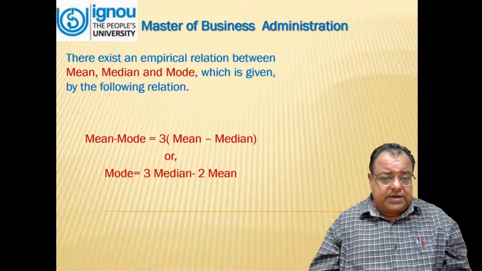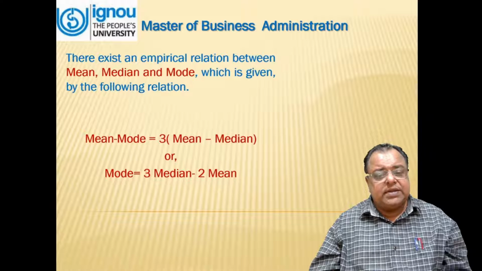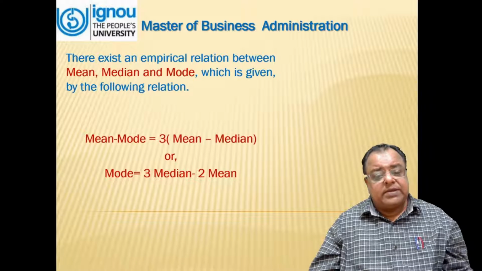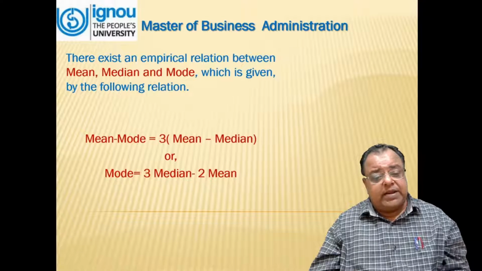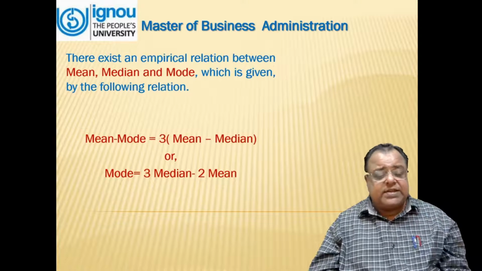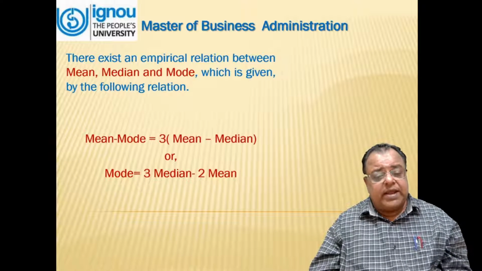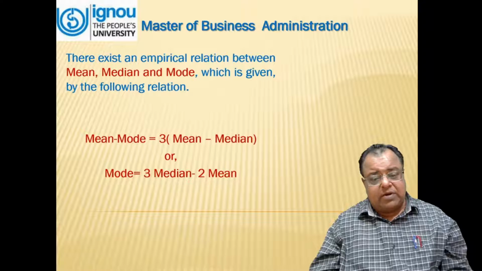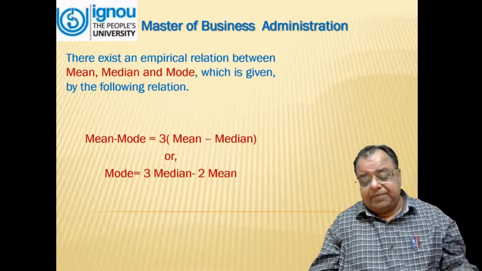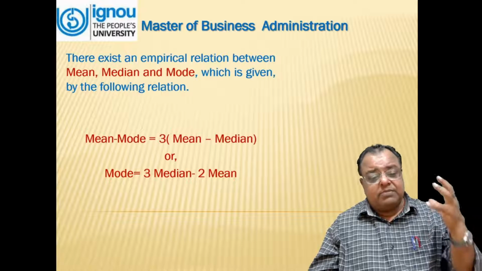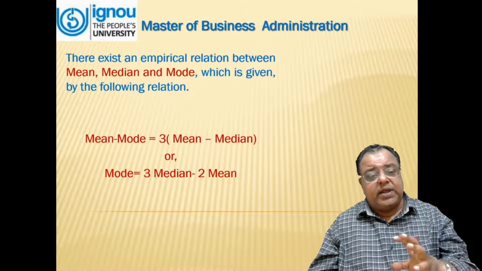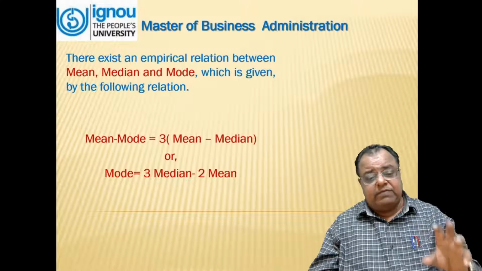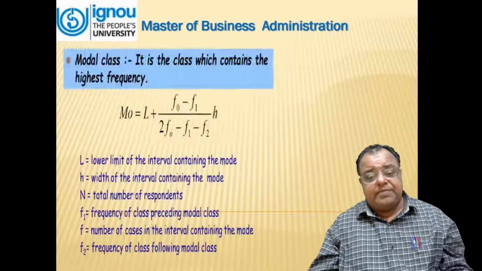There exists an empirical relation between mean, median, and mode, and this is: mean minus mode is equal to 3 times the difference between mean and median. Or, on simplification, we can say that mode is equal to 3 median minus 2 mean. We have to remember this formula because we will be using it for calculating the mode when we have calculated median and mean. I repeat the formula: mode is equal to 3 median minus 2 mean. This is also known as the empirical relation between mean, mode, and median.